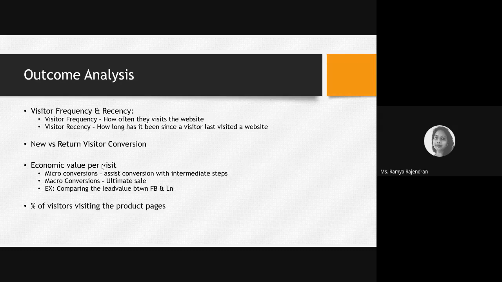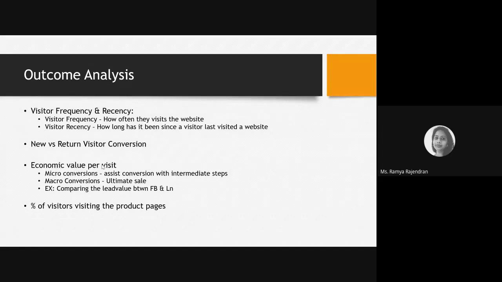Macro conversion is nothing but your ultimate sale. This economic value is calculated in numbers, and there are a lot of formulas involved. We can see that on a Google Analytics page. Imagine we have Facebook and Twitter channels. On Facebook, 100 people visited. Out of that, 10 people gave their information and were interested, and out of that, 2 people bought it. And from LinkedIn, we got 100 visits, but 20 people were interested, and only 4 people bought it.